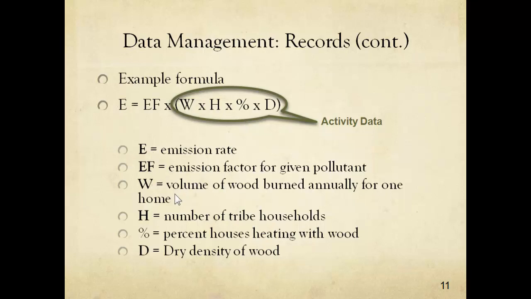So the volume of wood burned, for example, for one home, H would be the number of households, and that could be obtained, for example, from the housing department. The percent is the percent of houses heating with wood, because some people might heat with propane. And then D, the dry density of wood. All this is factored into the TEISS calculator, but it needs this information from you.